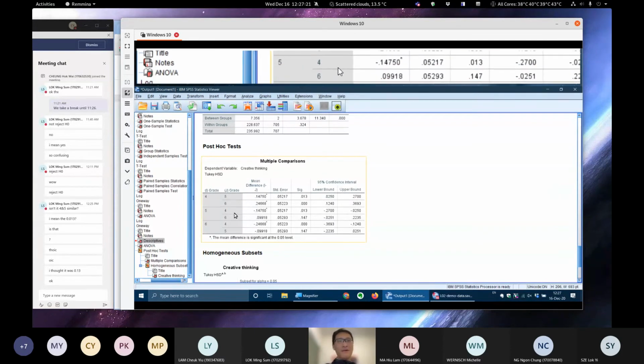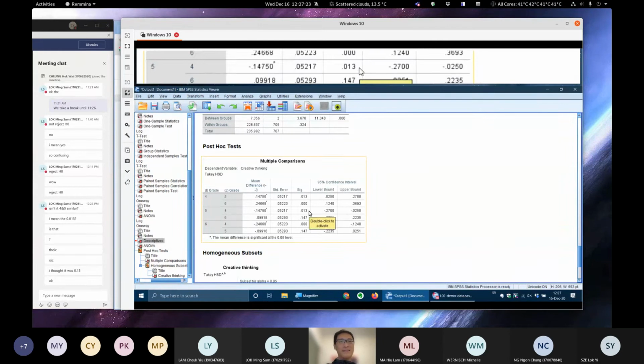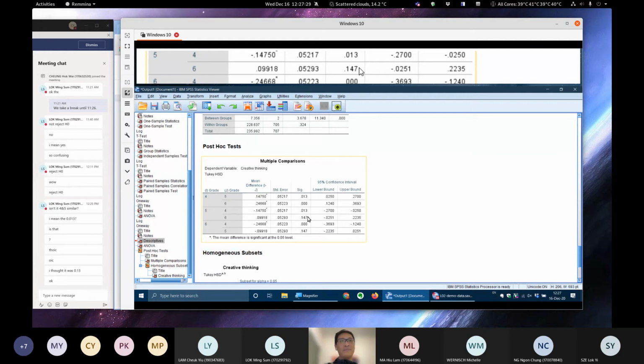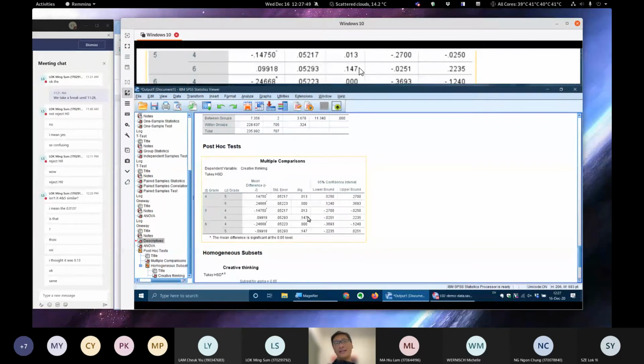Okay, so 5 and 4 is similar to 4 and 5, so I can ignore that one. And then we look at this one, 5 and 6. The p-value is 0.147. Are they the same or not in this case? 5 and 6, are they the same or not? They are the same, right? The reason is that the p-value is large. So in this case, we do not reject the null hypothesis. Now, we get the answer.